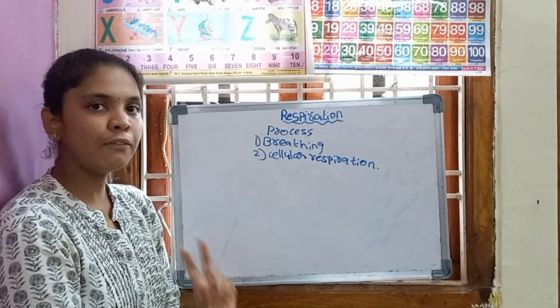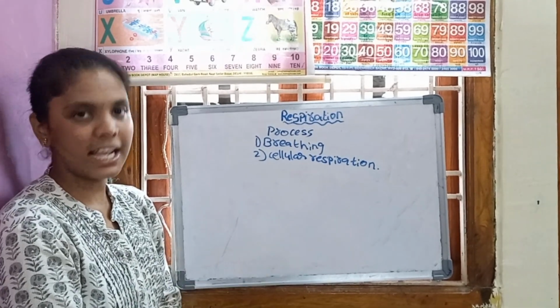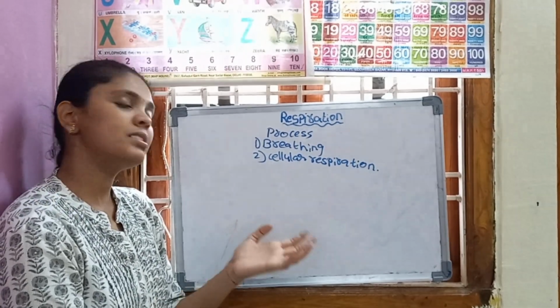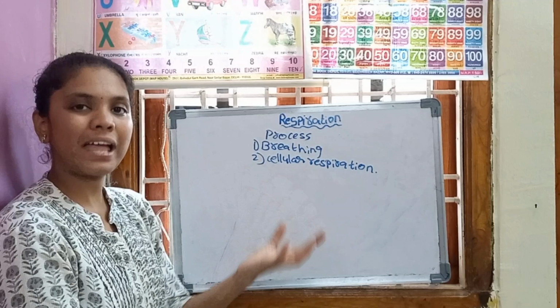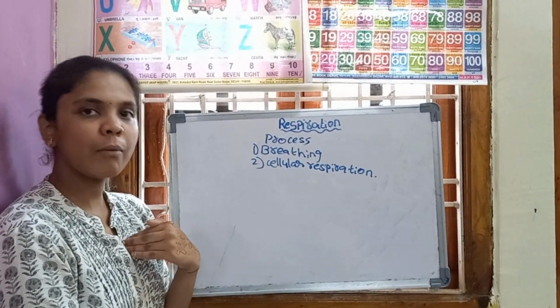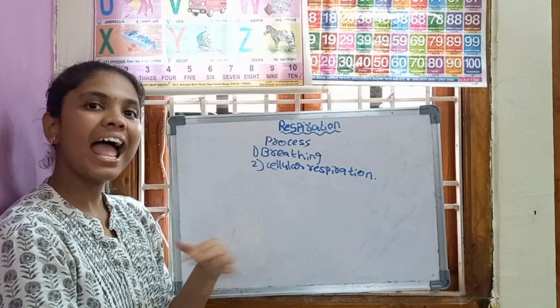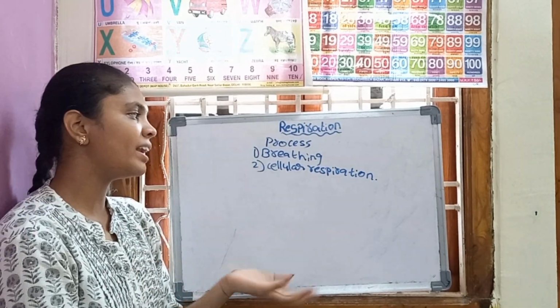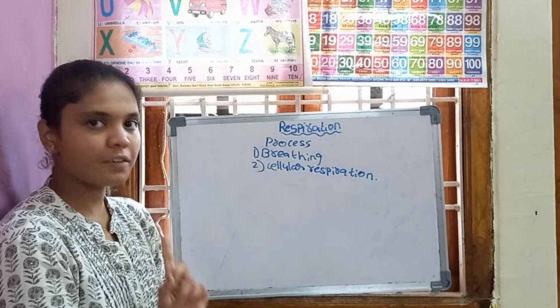In breathing we have two things, inspiration and expiration. Inspiration is when we take air from the environment to inside the body. Expiration is when CO2 is removed from our body and sent into the environment. This is called breathing, the first step.